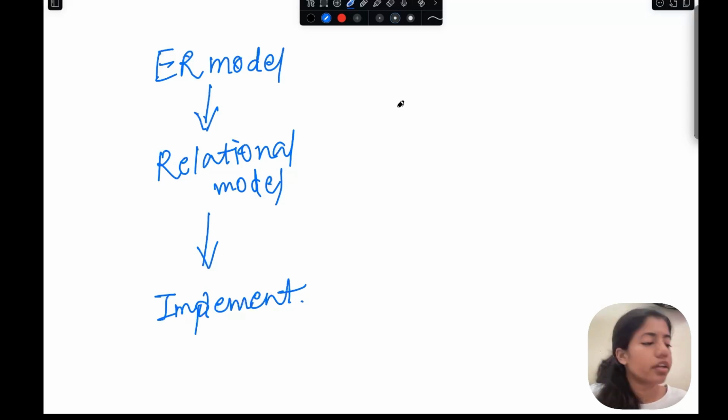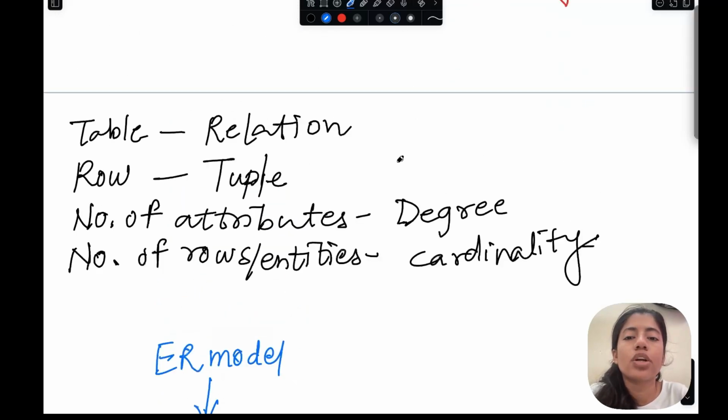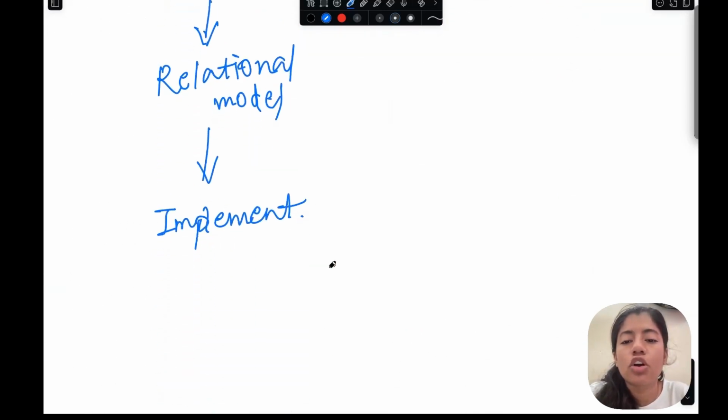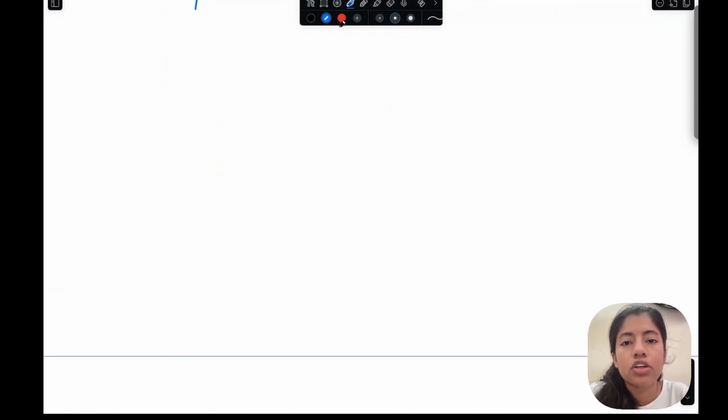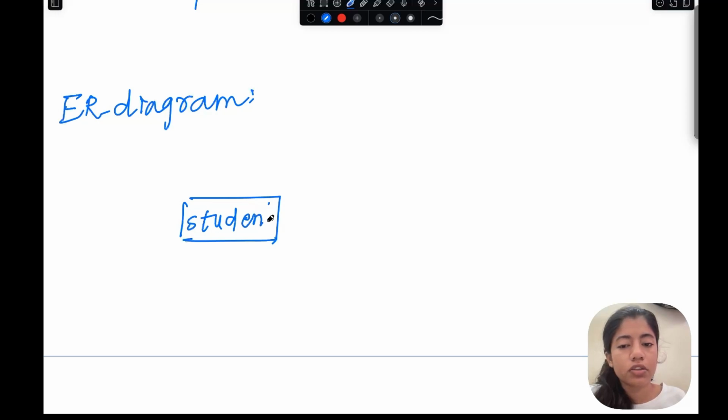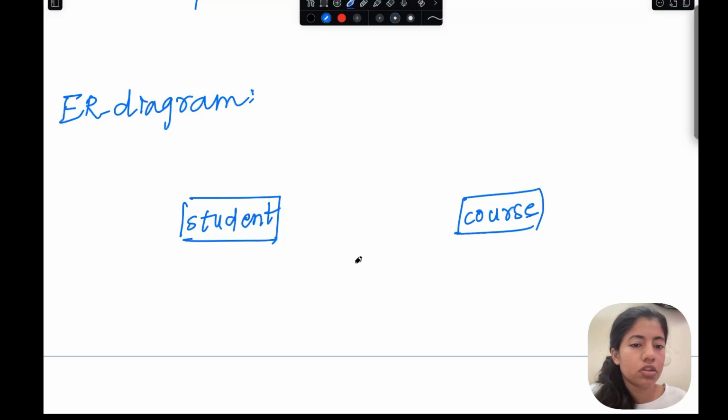So to understand, now that we converted one entity into a table, how do we represent a relation in a table? Instead of just talking, let's have an example and discuss it. Let's have one basic ER diagram, that a student is enrolled in a course. So we'll have our two entities, student and course.